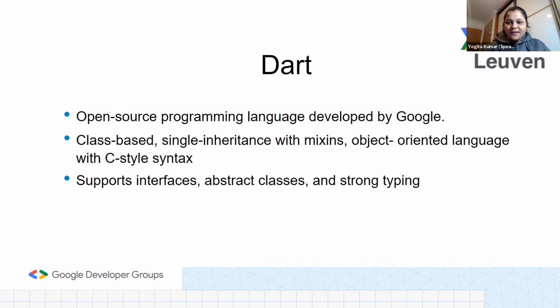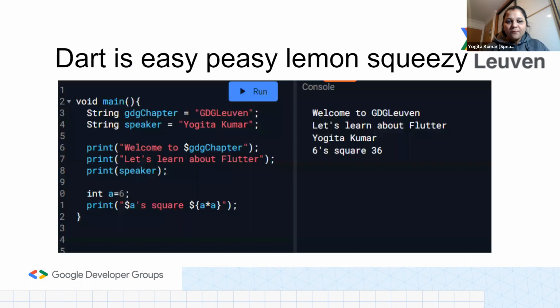Dart supports single inheritance, but along with this, it also supports mixins. A mixin is similar to a class with methods and properties, and you can use it in your application. It's an object-oriented programming language, which makes it very easy to write code cleanly and neatly. It supports interfaces, abstract classes, and strong typing. Strong typing never allows you to store a value of one data type in another data type, so it gives you extra benefit.